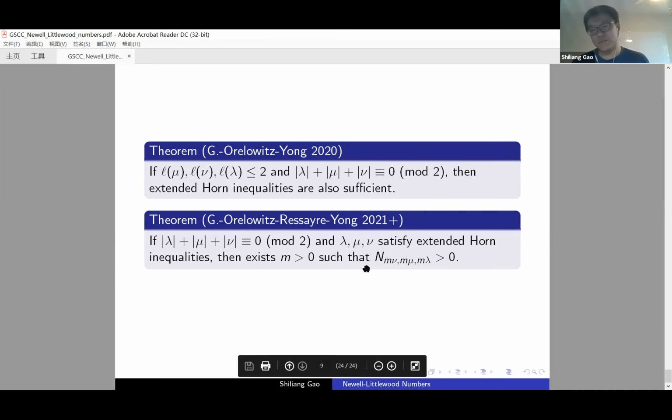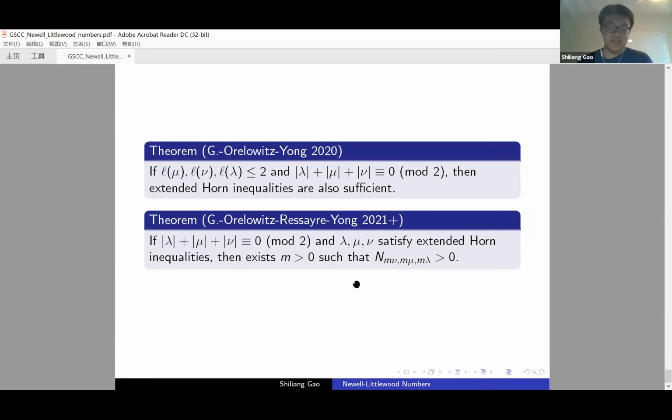that's the saturation problem, which for tensor product multiplicities is wrong in type B and type C, but conjecturally true in type D.